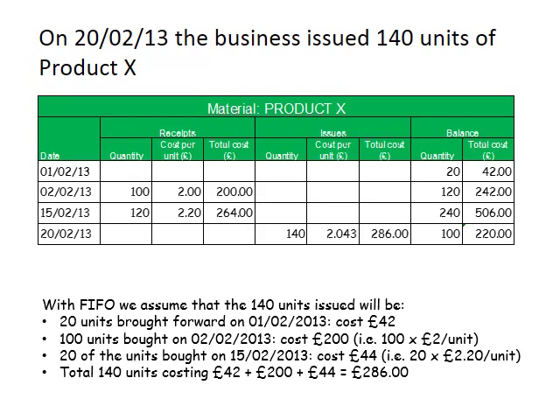Well, we had 240 units before this transaction. We sold or issued 140 units, so we've got 100 units left. In terms of the cost, we had a cost of £506 before this transaction. We've got a cost associated with the 140 units that have been issued of £286. So if we deduct that, we're left with a cost of £220.